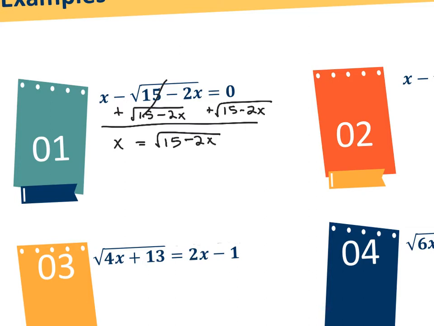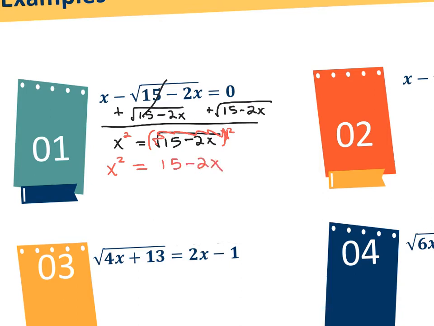The next step is to square both sides. So I square the right side and square the left. Remember, when you square that radical, it's going to disappear. So now I'm left with x squared equals 15 minus 2x.